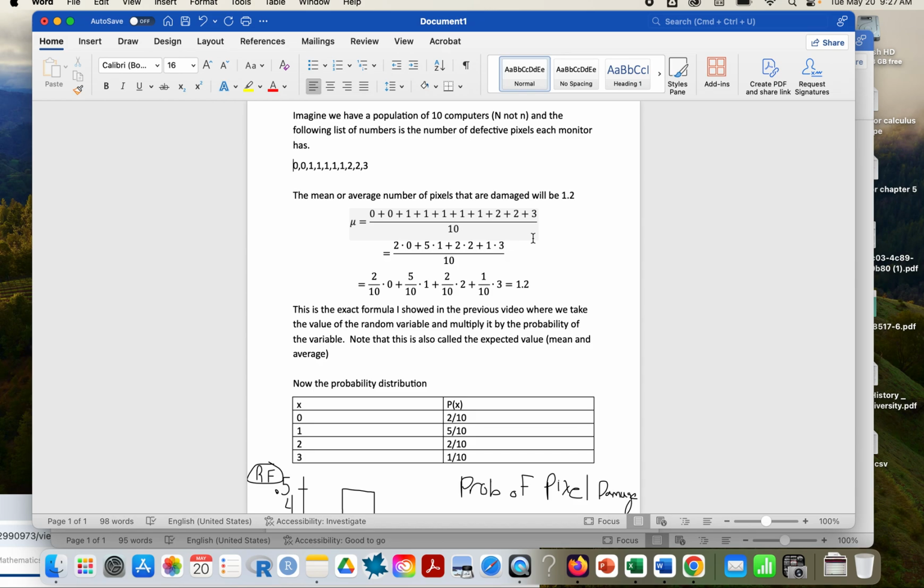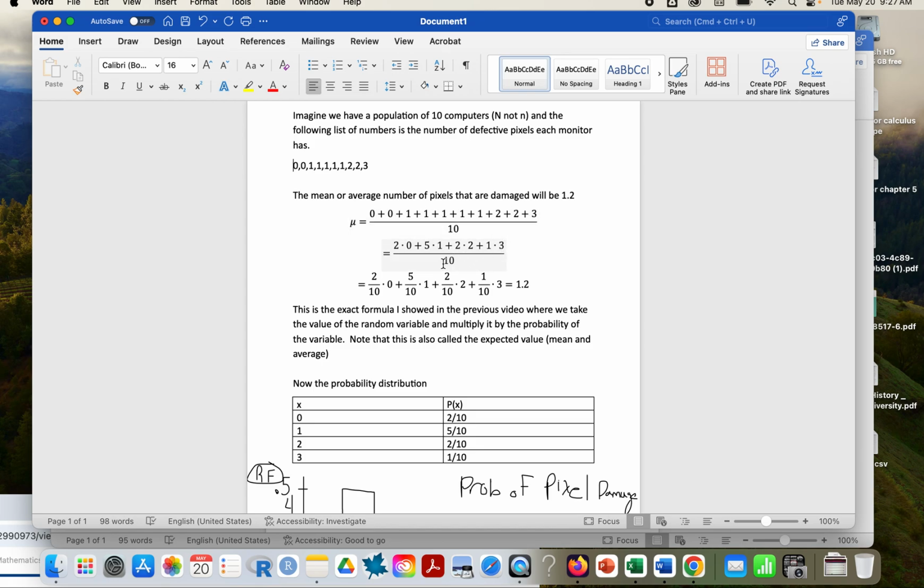And I'm trying to get to the formula that we had the other day. So first of all, if I just add them all up and I divide by how many we have, we're going to get 1.2. But there's another way to view this. We have two zeros, we have five ones, we have two twos, and we have one three.